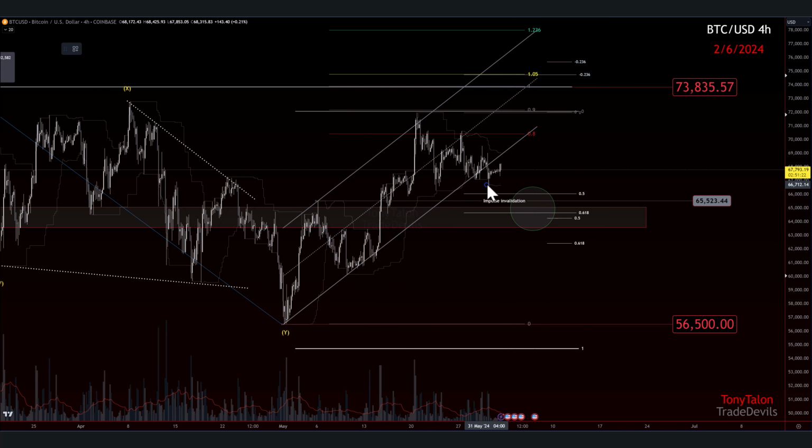Again, we could be done here. Maybe this is done and we're moving out, but I really would like to see us move down, touch this area of confluence for a potential move up. And that's what I'm going to be watching for here on the 4 hour.